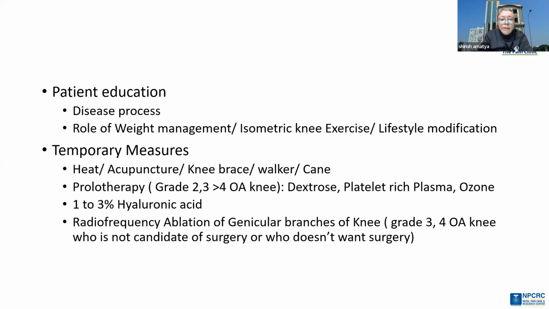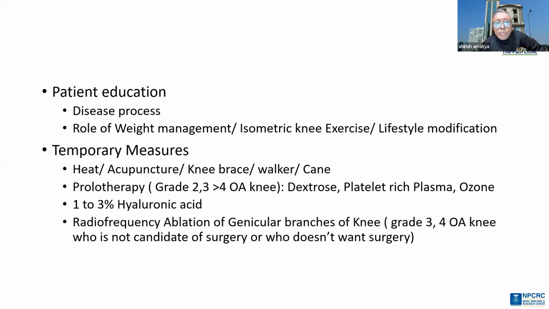And if you see the osteoarthritis grading, if it's early, that is grade 2 or 3, you can always go for prolotherapy with dextrose if the patient is weak or economically poor, or you can go for platelet rich plasma injection, ozone injection, or even hyaluronic acid 1 to 3% injection. So these are the recent trends of management of osteoarthritis instead of injecting steroid in the knee joint. And there are other measures also.